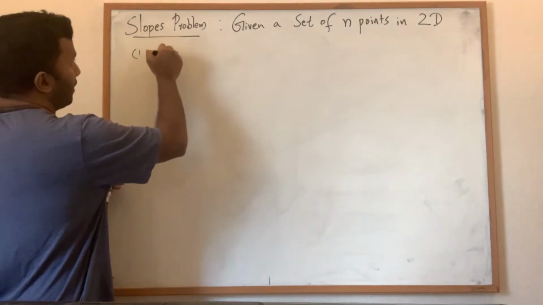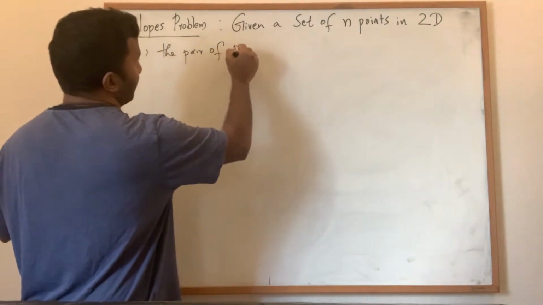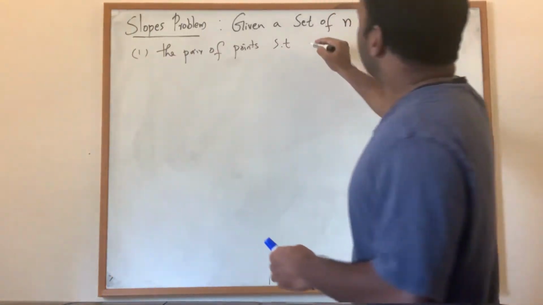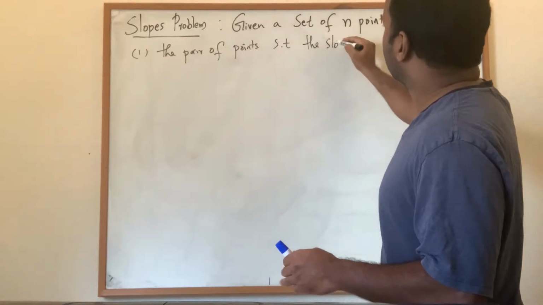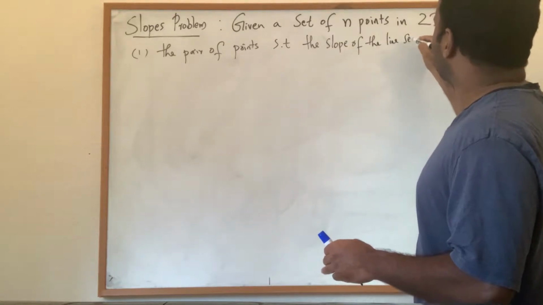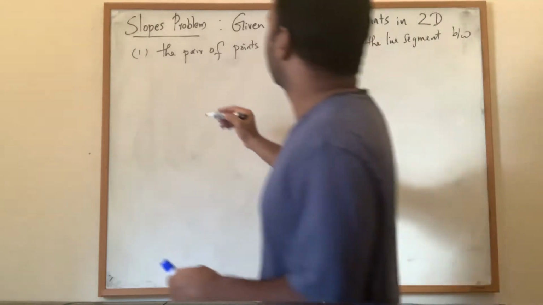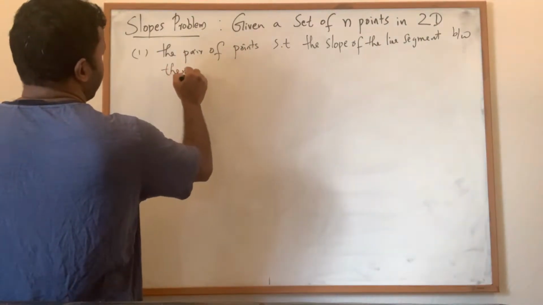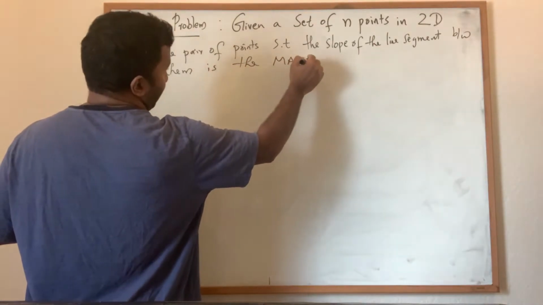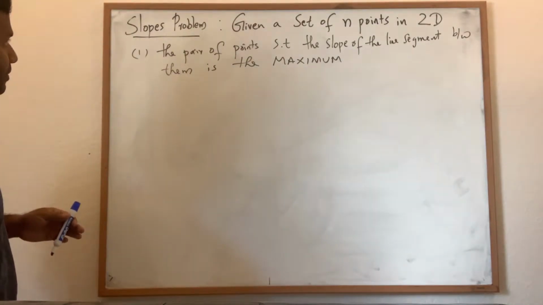First, I want to find the pair of points such that the slope of the line segment between them is the maximum. So this is our first question.